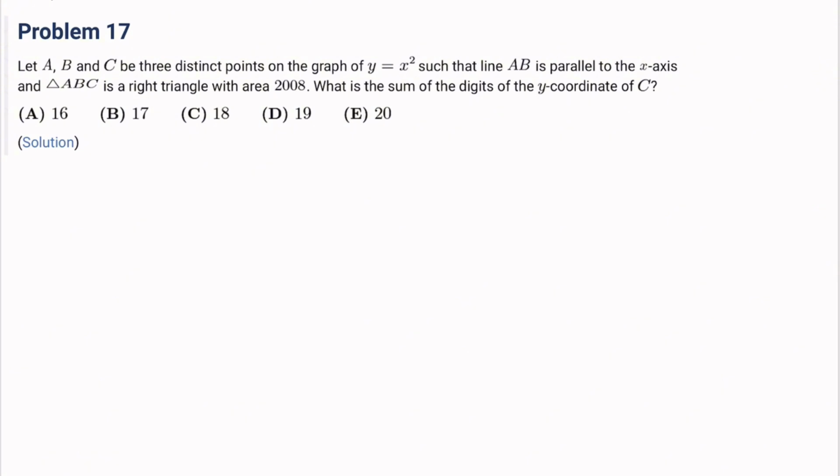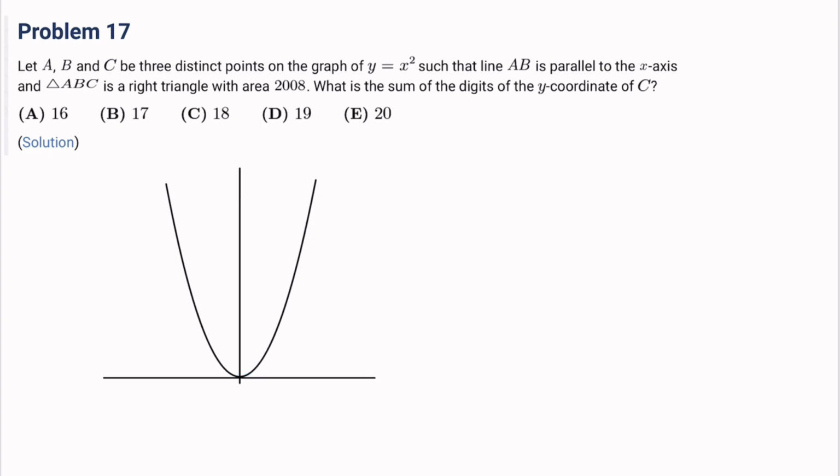Okay, so first, if we bring out a diagram of this thing, then that would look something like this, right? And so if we have points A, B, and C like this, let's say this is A and that's B, right? And then AB is parallel to the x-axis and ABC is a right triangle with area 2008. So C must be somewhere like that, right?